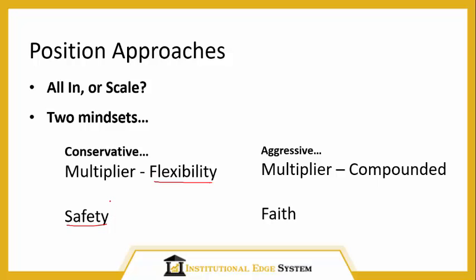The second is a little bit more aggressive. I'm looking to make my profits or let my profits run, so I want to compound or I want a multiplier. I know there's a swing there and I have faith that I'm going to be coming away with a healthy number of ticks.